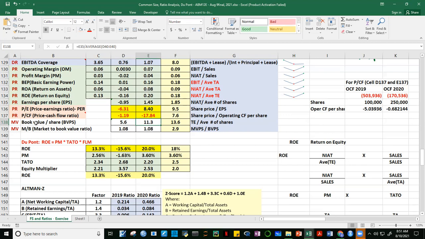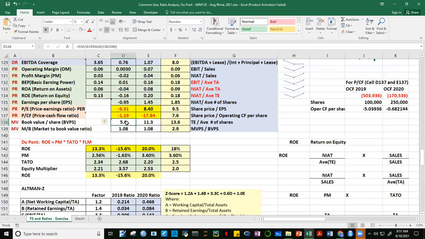Book value divided by the number of shares. Okay, so this is called book value per share. Ibig sabihin, magkano yung value ng equity natin per 1 share. Okay, so the higher the book value per share, the better.